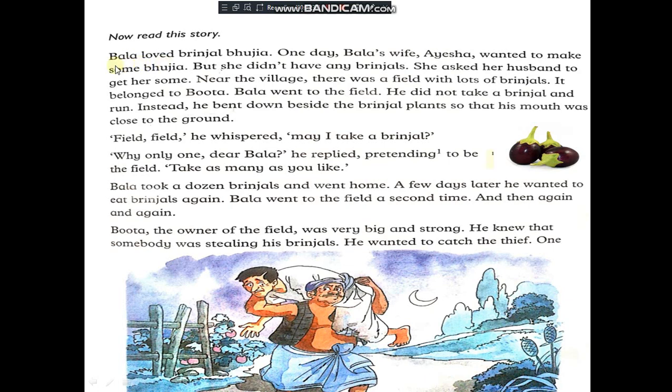Bala. Bala is the name of a man. Bala loved brinjal bhujia. Brinjal is the name of a vegetable, and you would have learned the names of vegetables in your junior classes. But I have a picture to show you. Here is a picture of the brinjal. And bhujia is a special type of salan in which there is no gravy or soup.